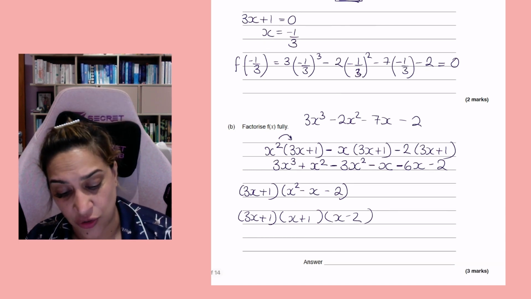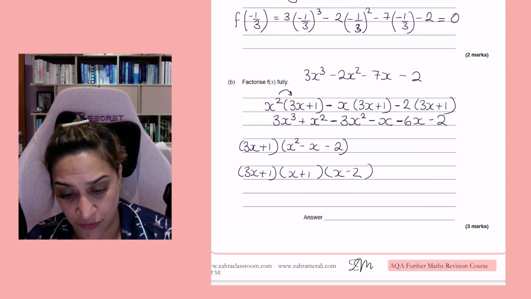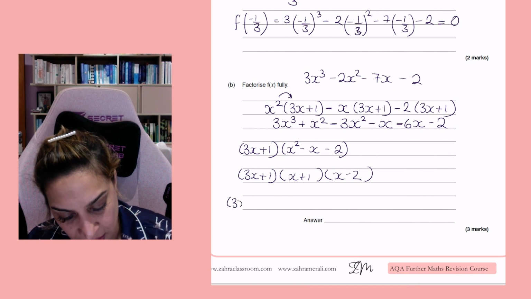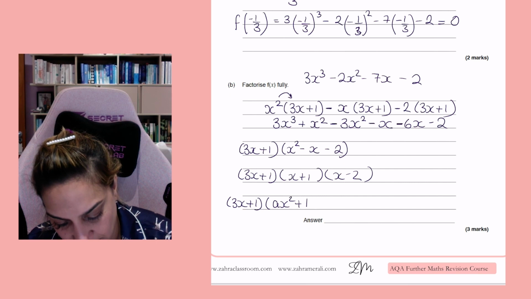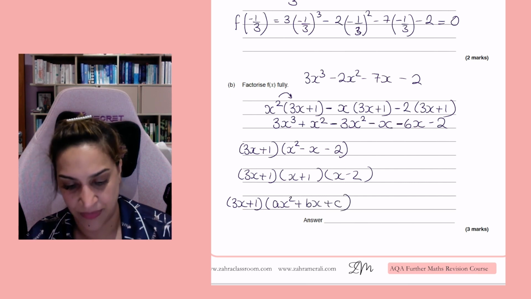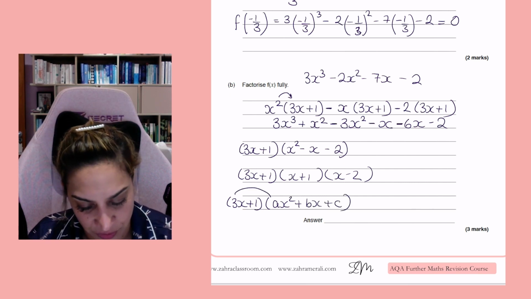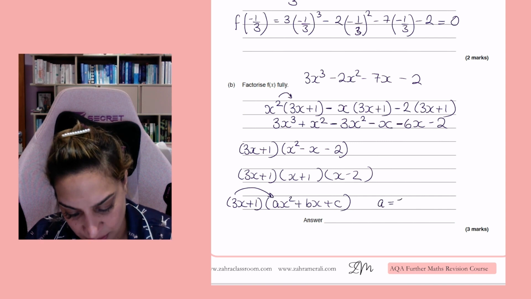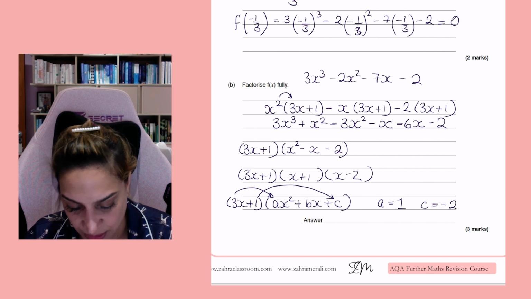The other way that you can factorize when you've got a factor is you say 3x plus 1 is something squared plus something plus something. And you sort of match your coefficients. So you say, well, we can see a has to be 1. So you can do the first and the last really easily. And c is minus 2.